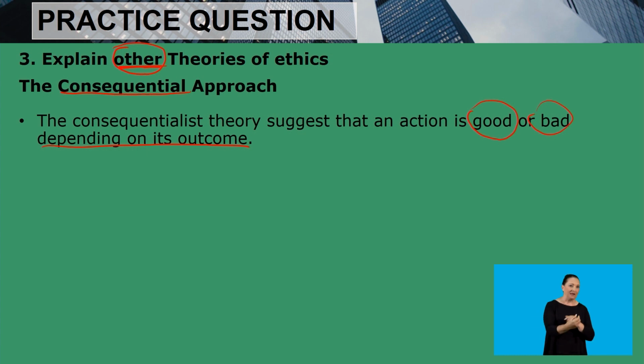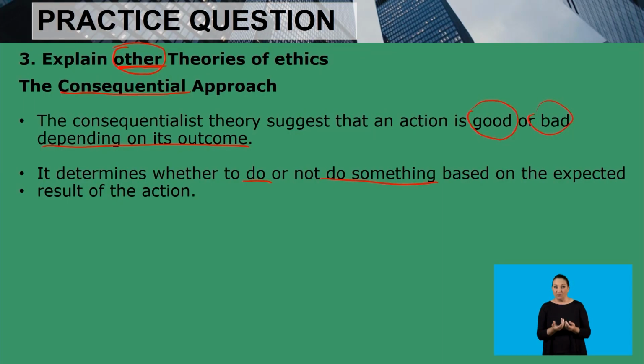Now, in simple terms, this means that you are going to do something by looking at, is it going to cause harm or is it going to cause good? Now, for instance, if I pollute the environment, is it going to give me a good outcome or a bad one? Definitely a bad one. Now, if it gives me a bad outcome, it simply means that it is not an ethically correct decision to make.